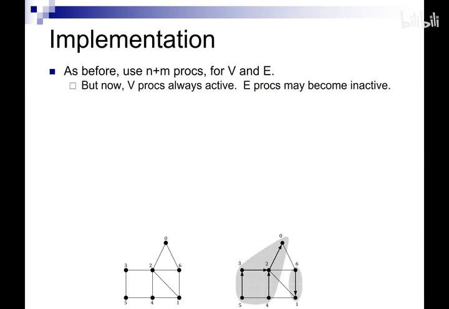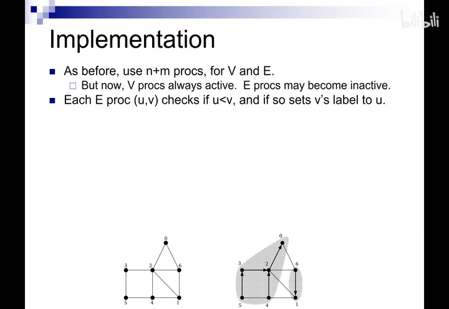Now, in terms of how to implement this, we're again going to use n plus m processors, where we have n processors for the n vertices, and then we have m processors for the m edges. Here we're going to have a small difference, which is that the vertex processors are always going to stay active. In the previous randomized algorithm, these vertex processors could sometimes become inactive. But here, the vertices are always active, while the edge processors can sometimes become inactive, just like before.